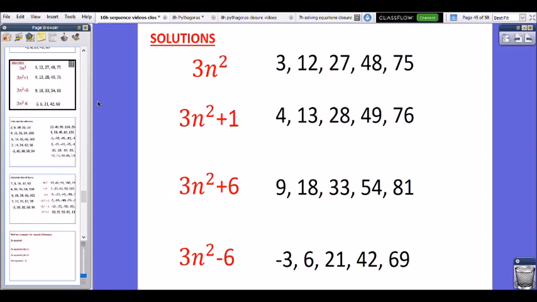Okay, so here are your solutions all together. Just notice those interesting links between these answers. The first one was 3n squared, and the next one was 3n squared plus 1. Can you see how we could maybe have predicted that before I'd done all that working out? 4 is 1 more than 3, 13 is 1 more than 12, 28 is 1 more than 27, and so on. Again, 3n squared plus 6. Do we notice that this sequence is just 6 more than every term in my first sequence? And again, 3n squared minus 6. Every term in this sequence is just 6 less than each term in my initial sequence.